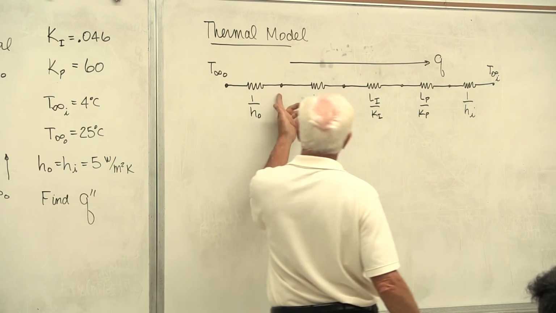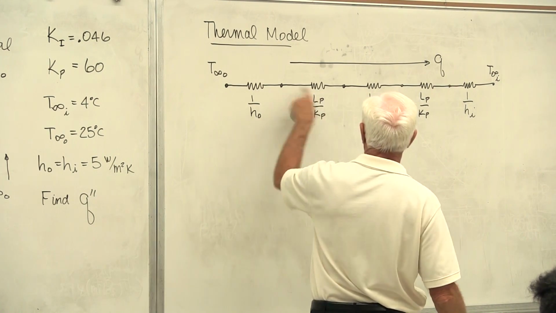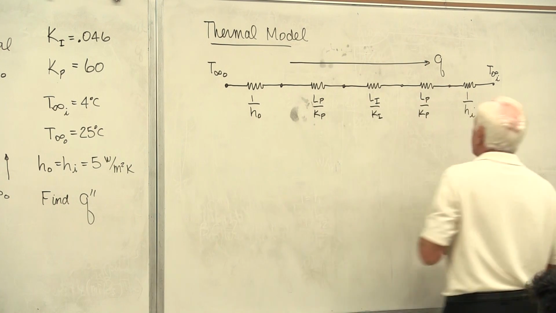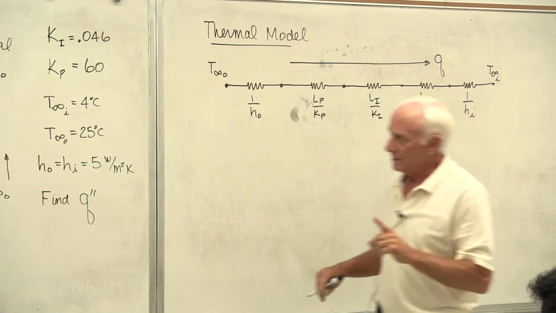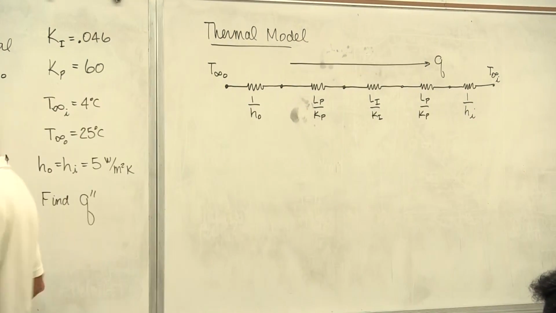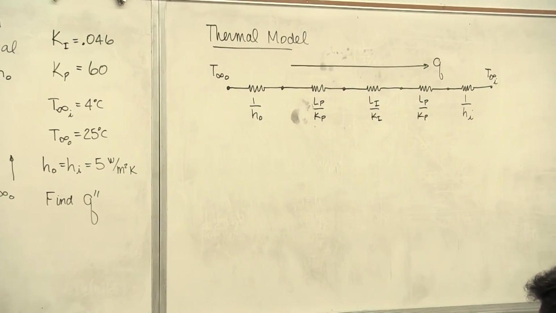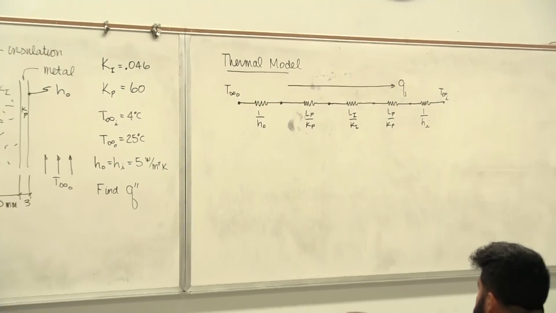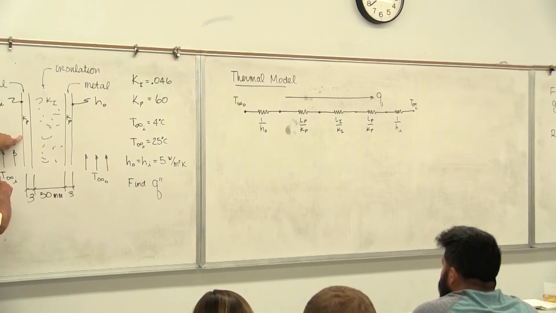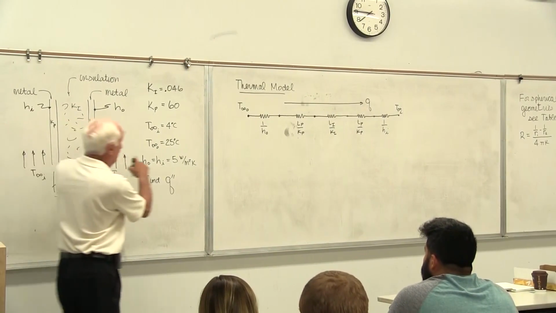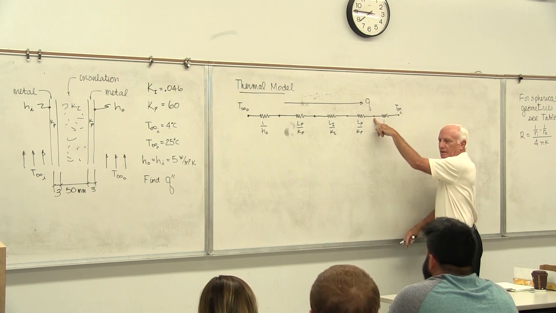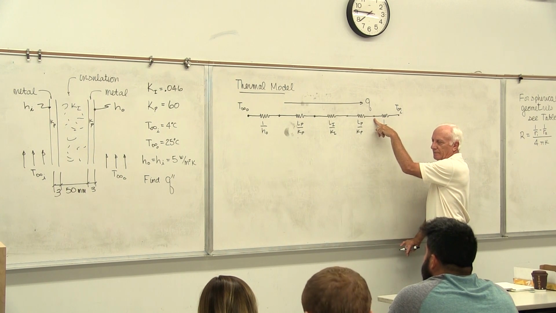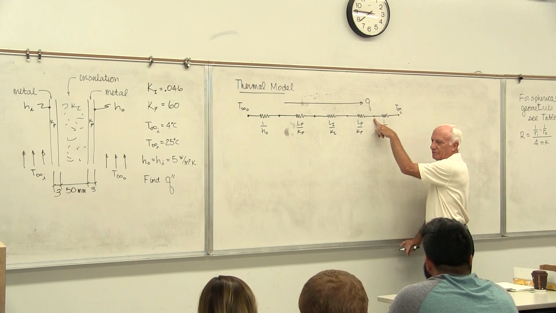If you want to, you can label these temperatures here at these nodes. He didn't ask for them in this problem, so I'm not going to label them. But if somebody asks you, what's the temperature of the metal panel on the inside of the refrigerator? That's the temperature right there, between the inside convection and the metal panel. But they didn't ask for that, so I'm not going to do that.